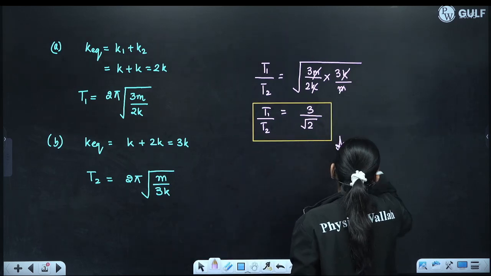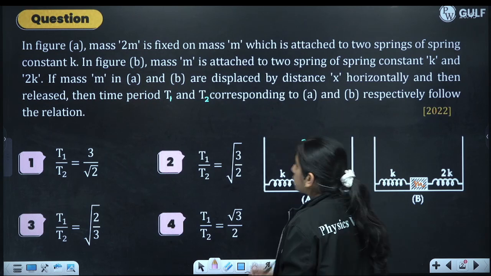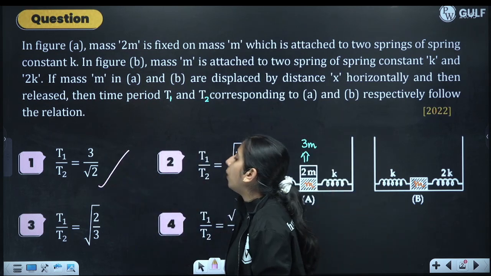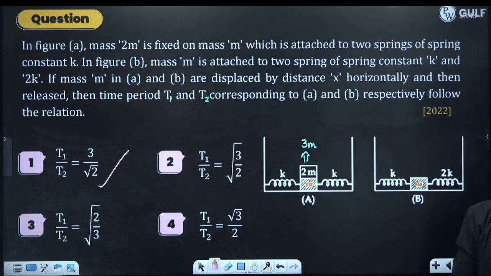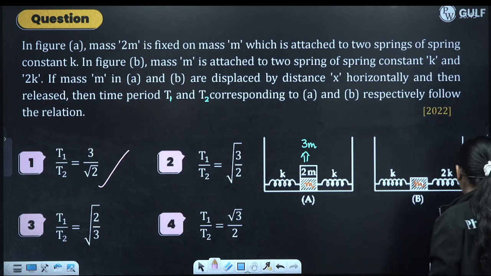This will be the answer. So let us see which option. Option number 1 will be the answer. 3 by root 2 will be the answer.